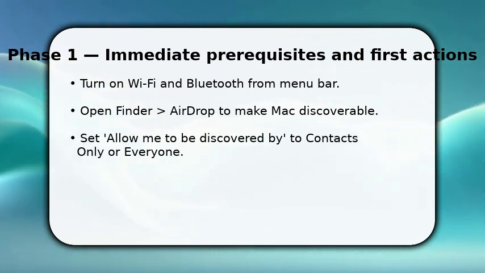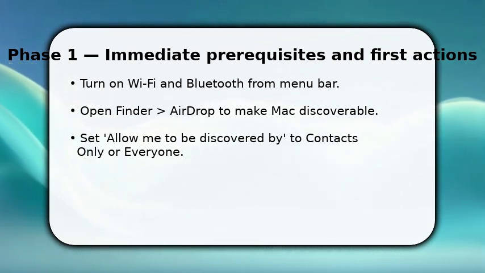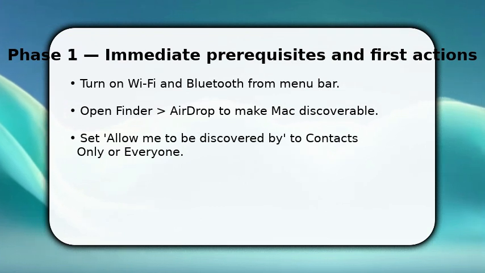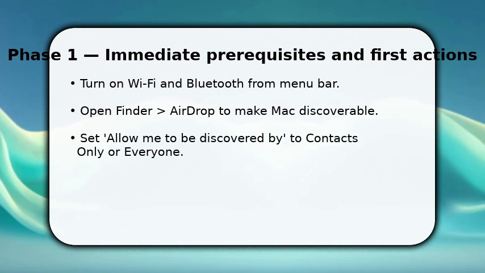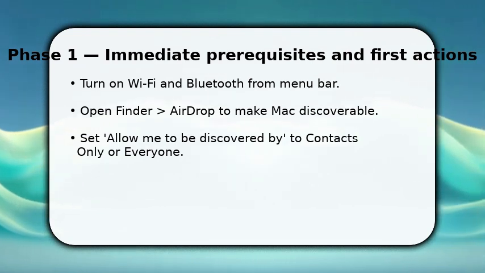Once there, set your visibility to contacts only or everyone depending on who you expect. Choose contacts only for privacy, everyone for quick transfers. Make sure both devices are within close range. You're now ready to send the first file.